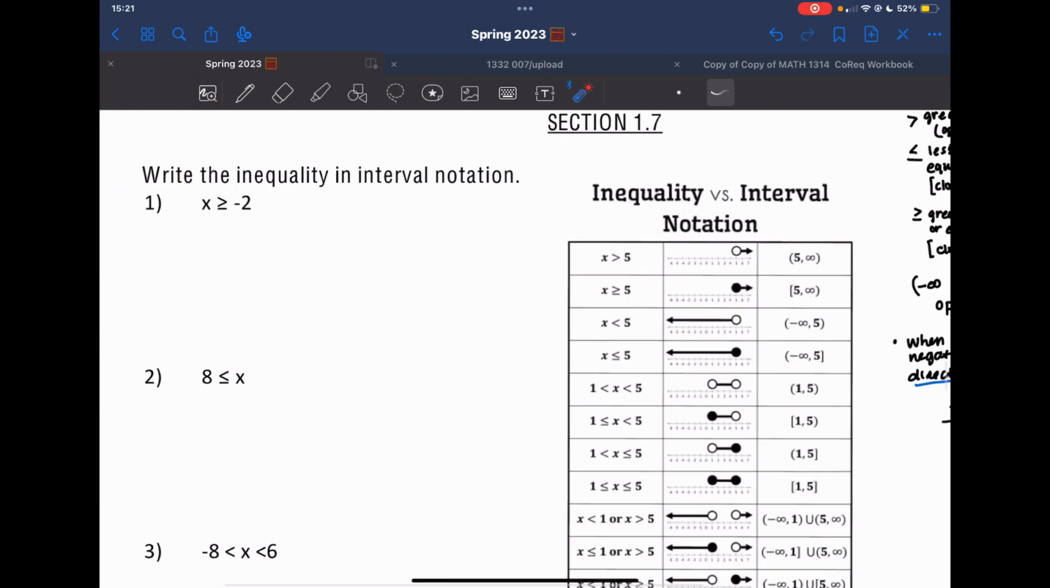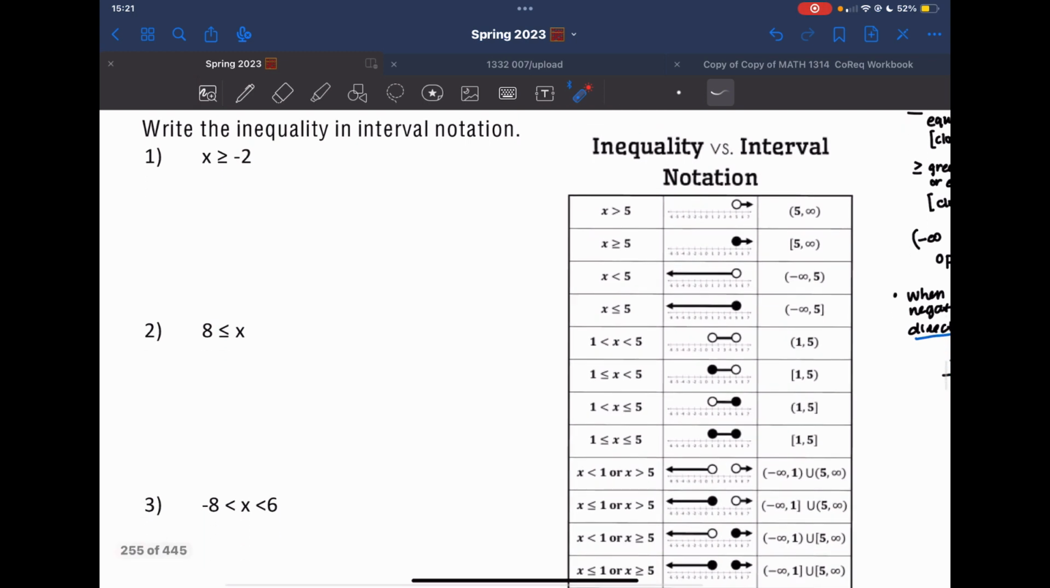Okay, first things first, number 1. Number 1 says write the inequality in interval notation. So if we reference our chart right here to the right, this has the same notation, so it's going to be a bracket -2 comma infinity. Make that infinity look correct. And then that's going to be a parentheses. So it looks like this one right here.